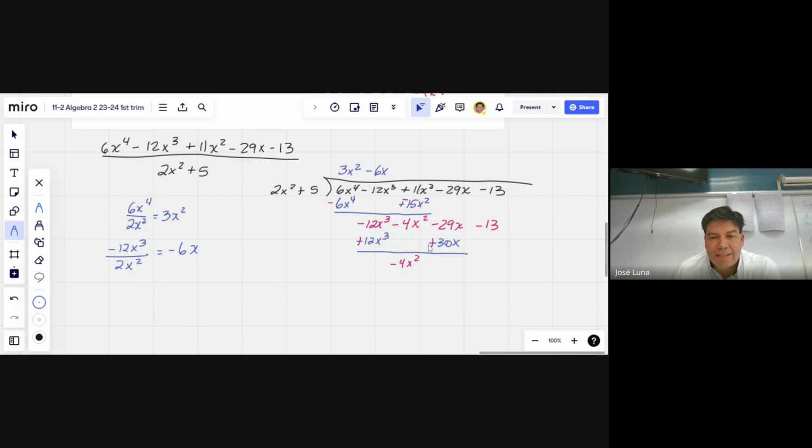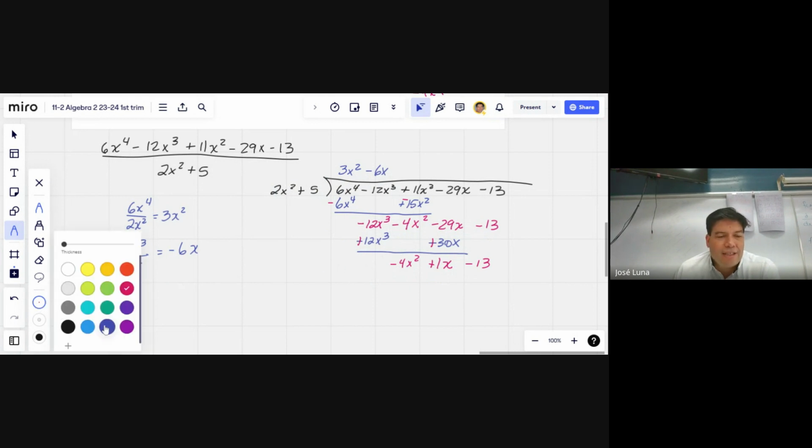Negative 29x plus 30x. Negative 29 plus 30 is positive 1, so positive 1x. I don't even have to write that one. I can, I don't have to. Let me write it there. And then minus 13. Okay, I'm looking at the degree 2 and degree 2. They have the same degree. One more time we have to do this process.